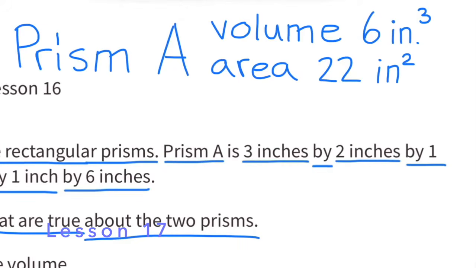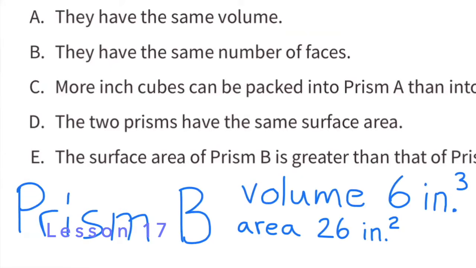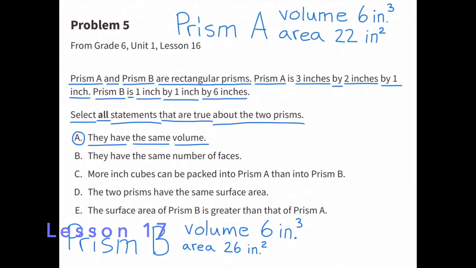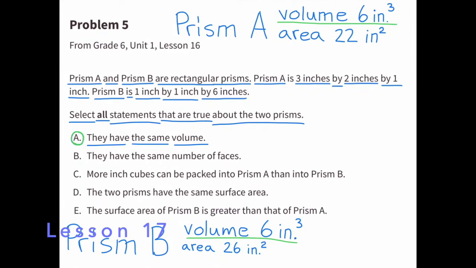Prism A has a volume of 6 inches cubed and an area of 21 inches squared. Prism B has a volume of 6 inches cubed and an area of 26 inches squared. A. They have the same volume. Well, their volumes are both 6 inches cubed, so that's true. They have the same volume.